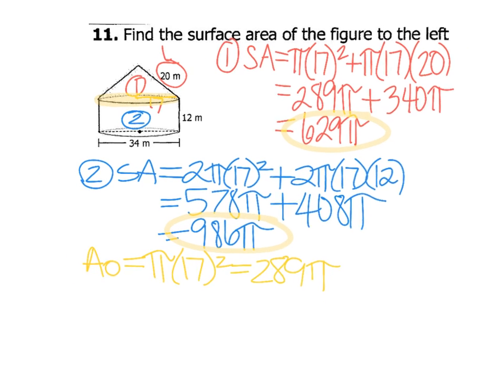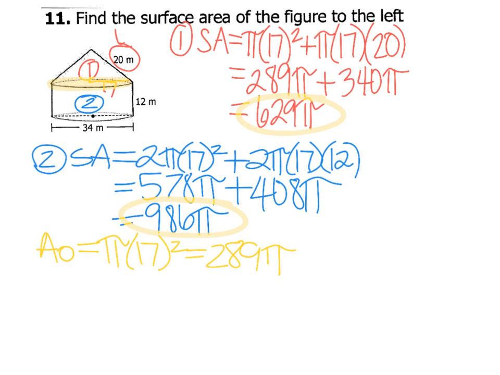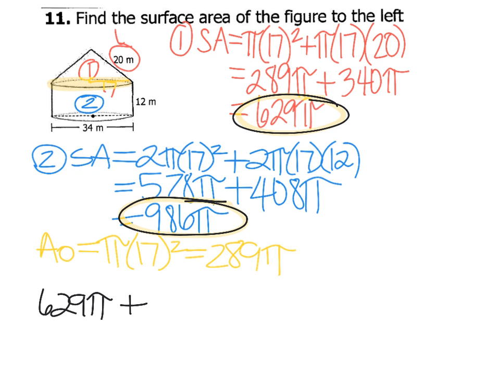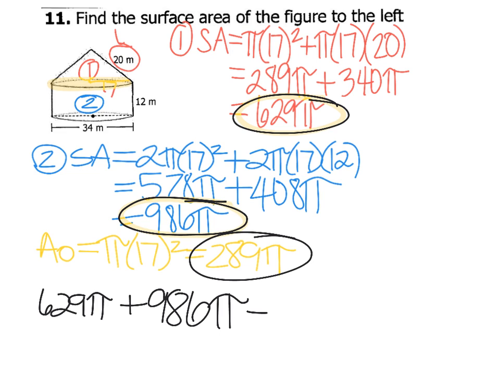Now, when we want to find the total surface area of the entire figure, what we're going to want to do is take our first surface area, the 629 pi, add our second surface area, the surface area of our cylinder, plus 986 pi, and then we want to subtract our circle, but we want to multiply it by 2 because we want to subtract it twice. So we want to subtract 289 pi twice.